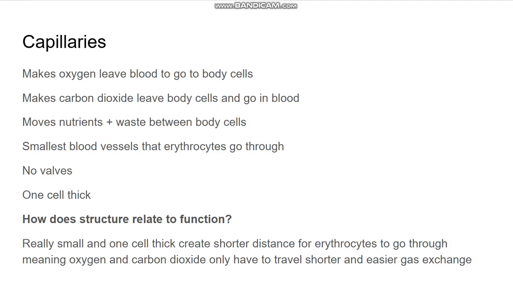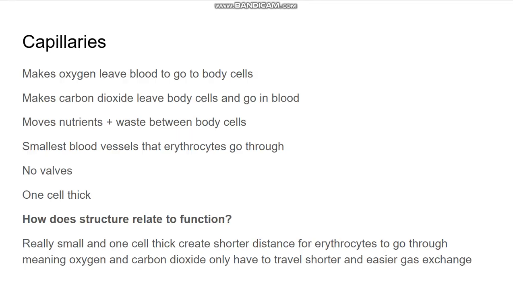And their structure is related to the function because since they're really small and only 1 cell thick, it makes the distance shorter for the erythrocytes, nutrients, and waste to go through. So that means there's more efficiency at gas exchange. It's just more efficient for gas exchange, and the travel is shorter, which is helpful.